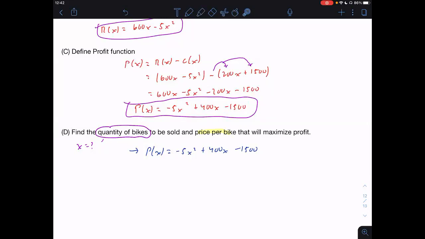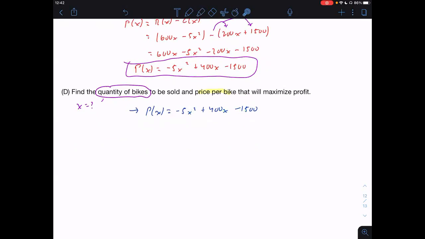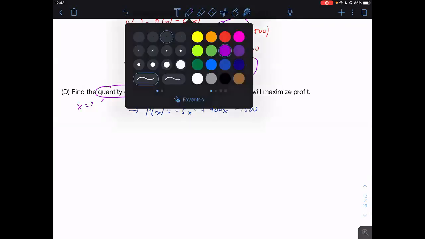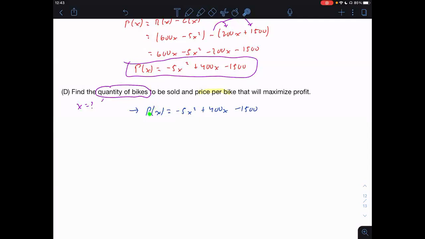Okay, so the first one to figure out is what does x have to be for this function in order to get the maximum value of our profit. So how are we going to do that? How can we figure out what x has to be to optimize this function? Again, what we've been dealing with throughout the whole chapter, optimization. What does it mean to optimize a function? To find its critical values. So what we have to do is find the critical value or values of our profit function.